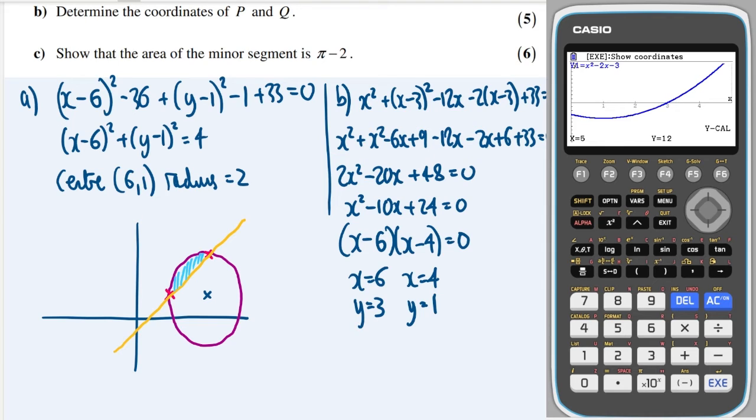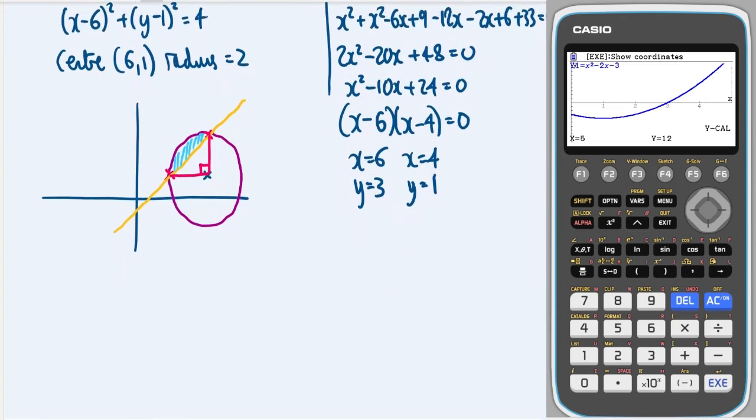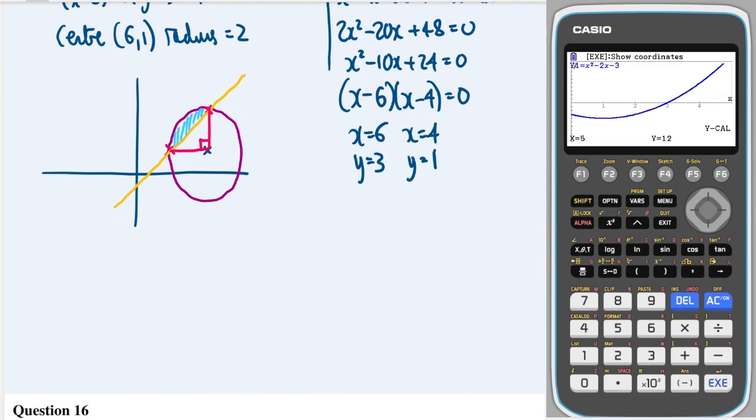Okay, so we can see actually that this is going to be a horizontal line radius, and this is going to be a vertical line radius, which means this is going to be a right angle. So what we need to do is work out the area of the sector, and then take away the area of this yellow triangle.